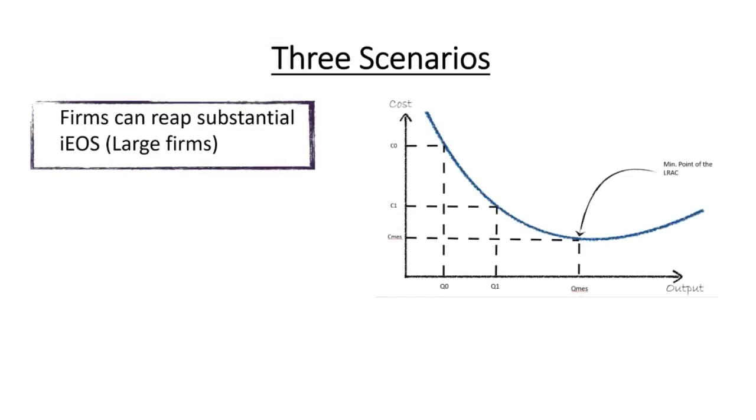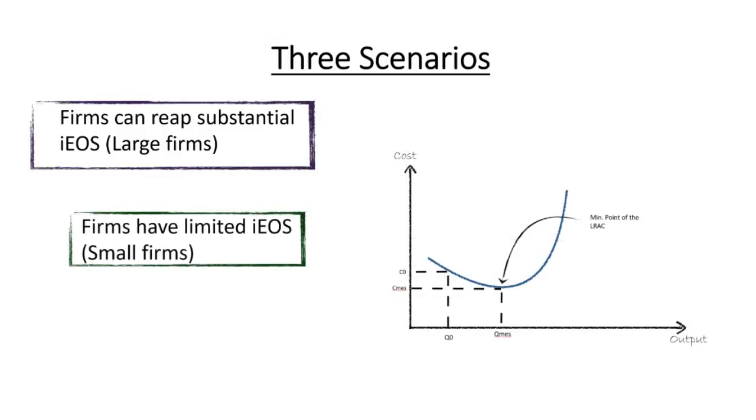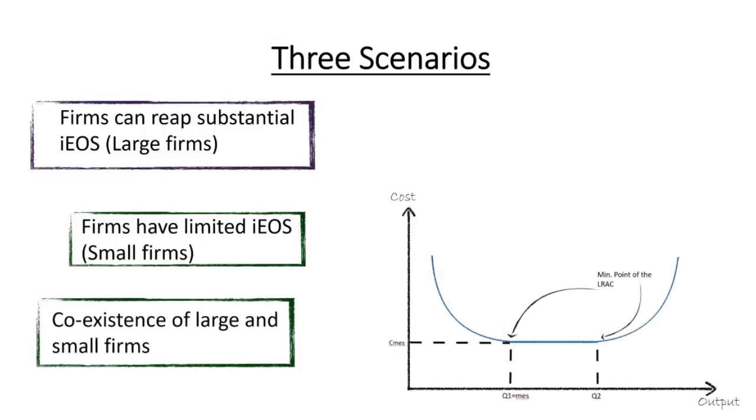So the first scenario is that some firms can reap substantial internal economies of scale, and due to that they tend to be very large firms. This is represented by a graph whereby the QMES is quite far to the right. On the other hand, we have firms that only have limited internal economies of scale. These tend to be small firms and the QMES tends to be further to the left. And the last one, this oddly shaped, saucer-shaped curve, whereby the QMES is reached at Q1, but the cost does not go up until around Q2, whereby the internal diseconomies of scale start to kick in.